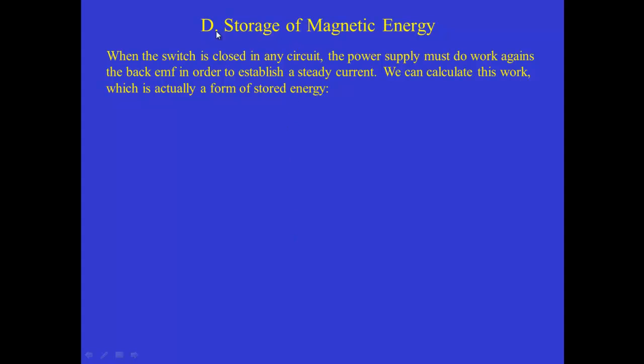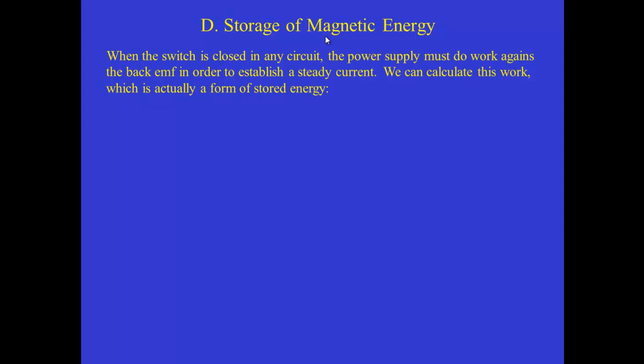Last topic then, in preparation for this class, has to do with the storage of magnetic energy. Now having explained how we get this back EMF, we can now ask the question, well, if we're working against something, when we close a switch and current begins to flow, we're working against something that's set up in opposition to that. So the work that's needed, we can calculate.